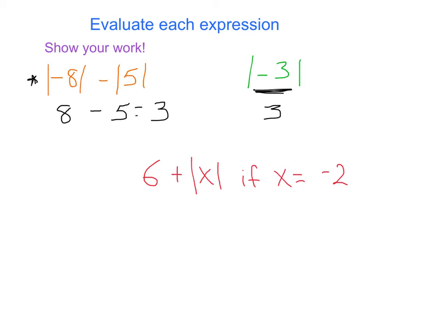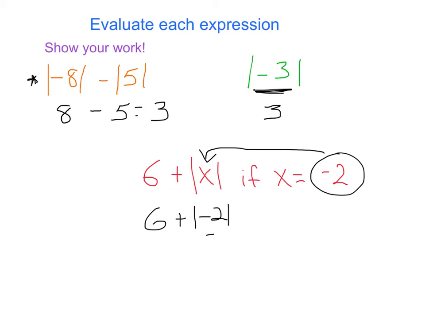In this one, 6 plus the absolute value of x, if x equals negative 2. Where I see an x, I'm going to replace it with a negative 2. So I'm looking at the absolute value of negative 2, and I'm going to add 6 to that. I know that the absolute value of negative 2 is 2. And I get 6 plus 2, and that would equal 8.